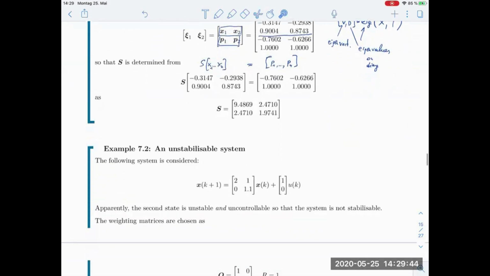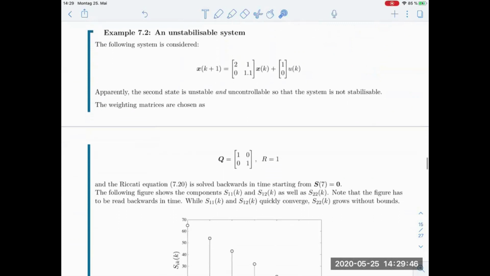Let's have a look at an unstabilizable system and what actually happens when you try to solve the 2-point boundary value problem, which, if you look into the evolution of S itself, you can only solve backwards. And we see that this amounts to, in an unstabilizable system, we will not get a steady state solution. It doesn't settle in that sense. So let's see what I mean by that.